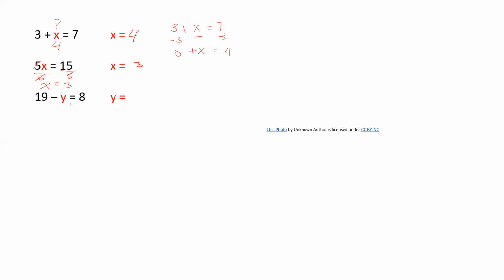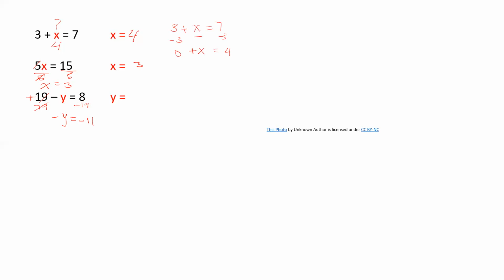Okay, in this case, you have 19 minus y equals 8. Okay, I want to get y by itself. So I could probably subtract 19, right? There's a positive 19 here that is being a little pesky. Okay, so I'll subtract 19 on both sides. Cancel this out, so you're left with minus y equals minus 11.